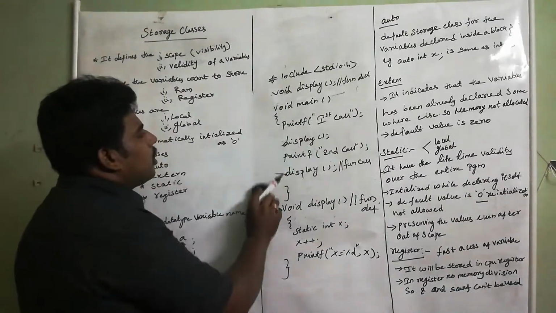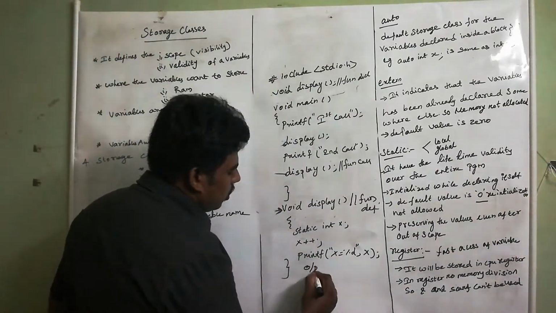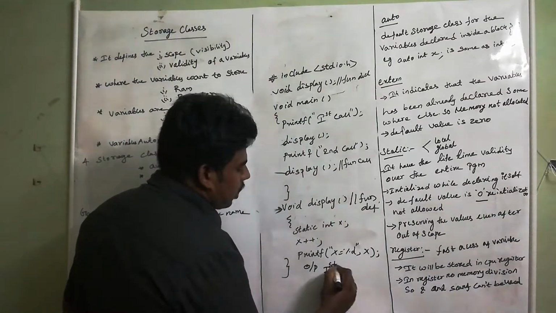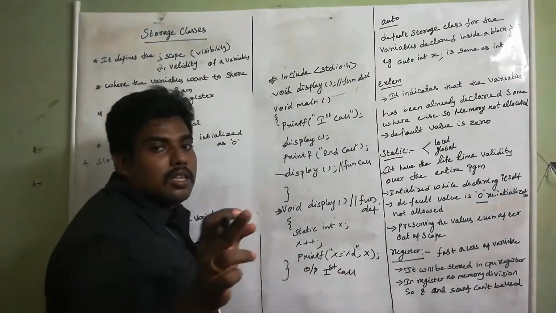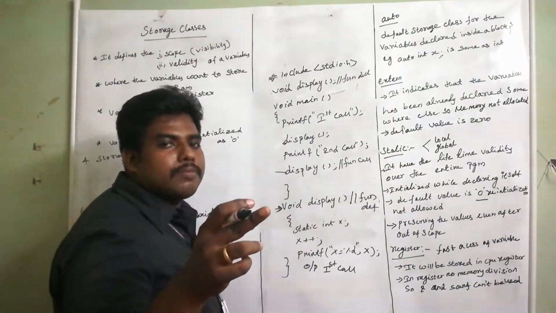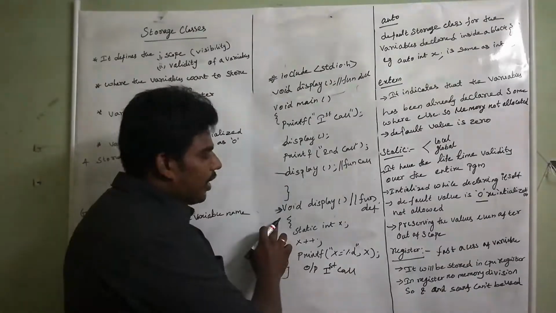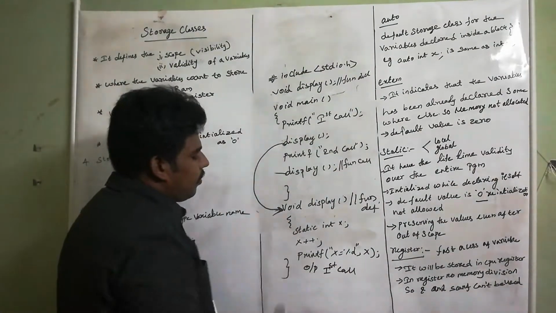Okay, now print the first call. In the output it will display first call. Next line, what is this? Function call. Function call will call the function where it was defined. This is the function definition, right? So it will call the function definition.